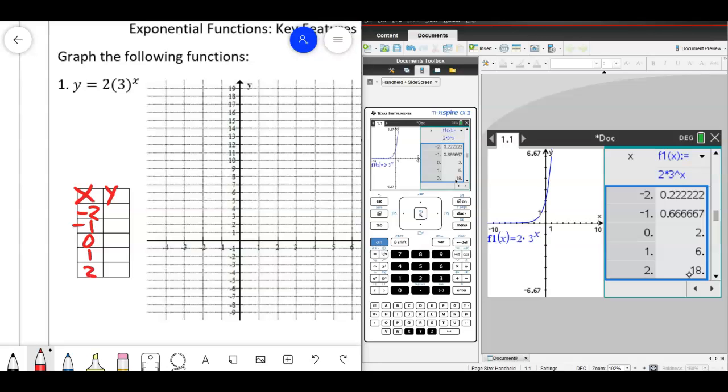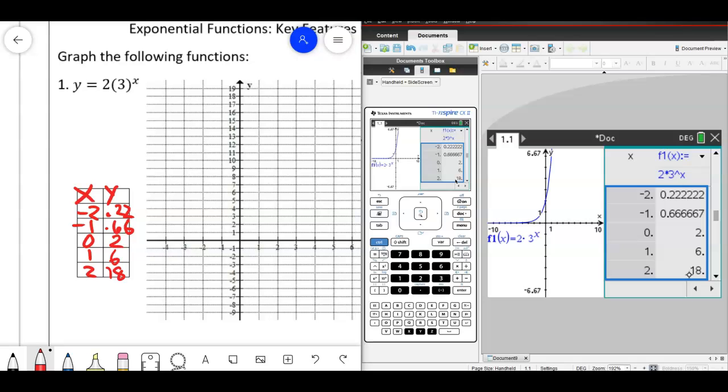And we're going to round these little weird decimals: 0.22, 0.66, and then 2, 6, 18. See if you can plot those and graph it. Graph it like this, and just draw the line. If you plot these 5 points, I'll help you. Let's plot these 5 points. Ready? So -2, 0.22.